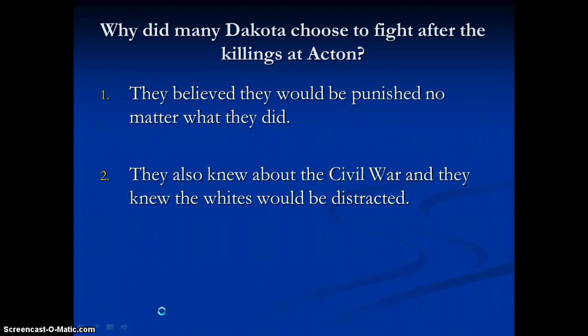So when those young men went back to the tribe, they said, "Oh no, this is trouble. This is bad," and even if we turn them over to the government, it's going to be bad punishment for all of us. So they truly believed they'd be punished no matter if they chose to fight or not. And they also knew that a lot of the men were gone for the Civil War. So they knew the whites would be very distracted by that, it would be a good time to act, because, as I said, we were starving them to death.